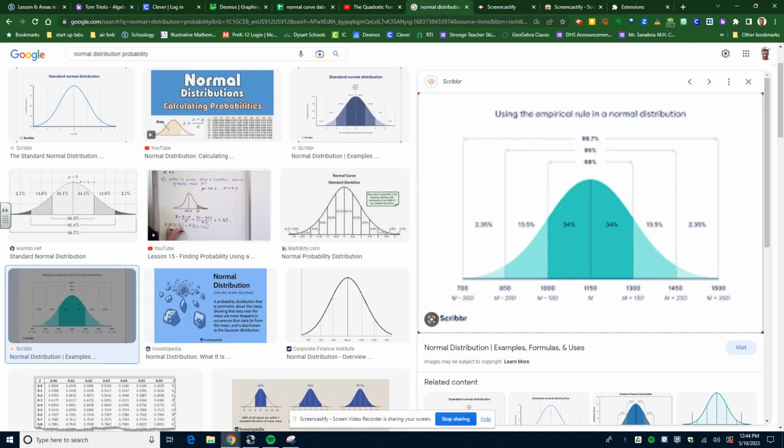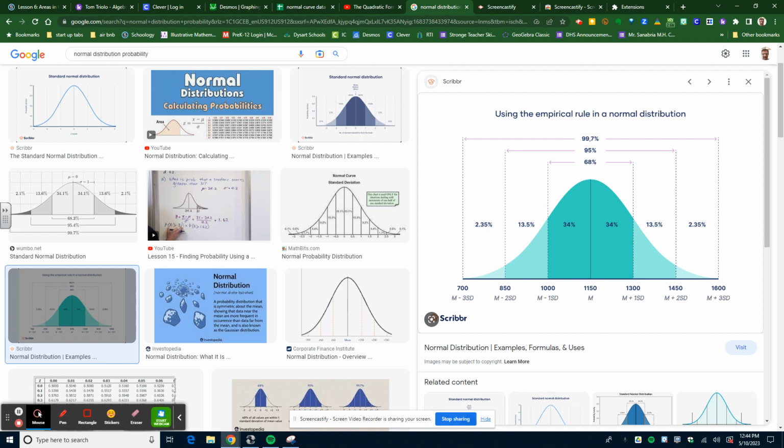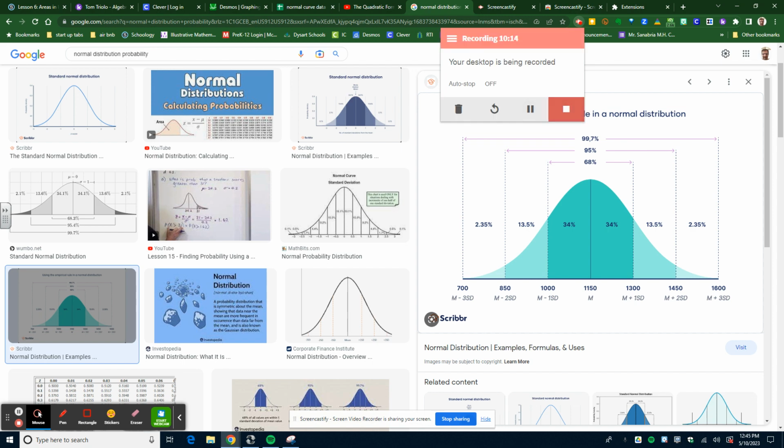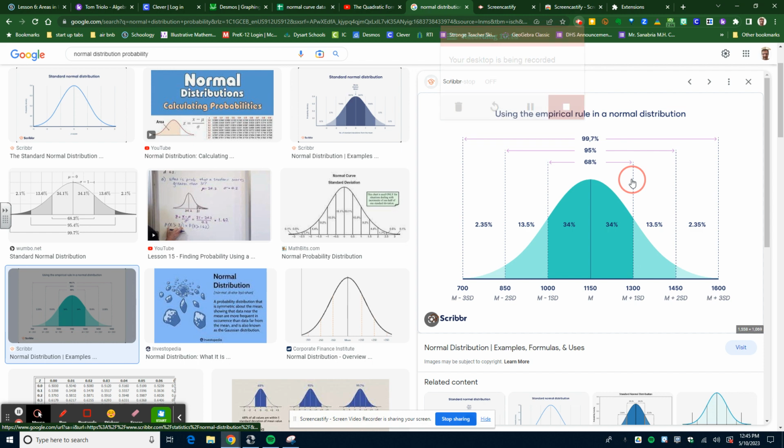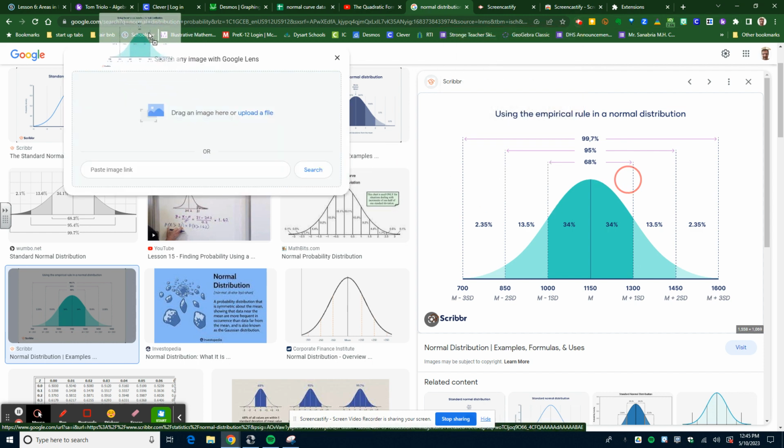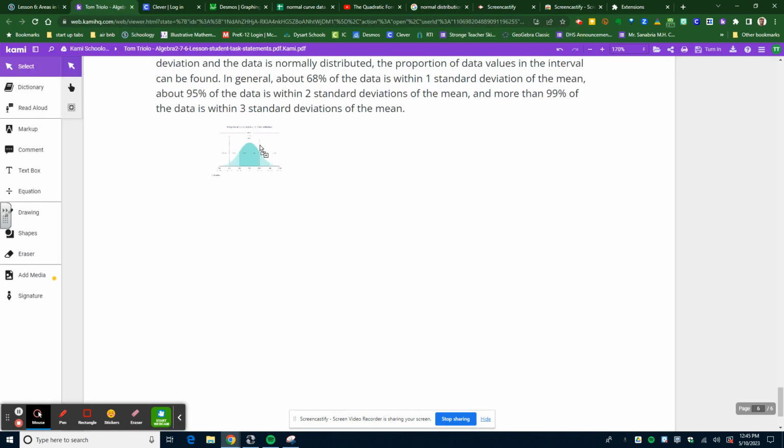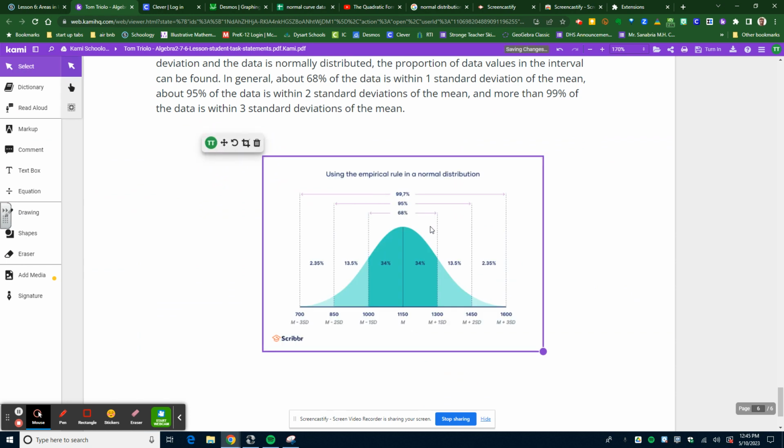Open a new tab. Type in normal distribution probability. And then it's Google, so we have a choice for images, and we want an image. Okay. So normal distribution probability, and I want you to look for the one that looks like this that says the empirical rule. I'll give you a minute to get caught up. Okay, just like we did for our Desmos graphs. So grab, pull, and drop.